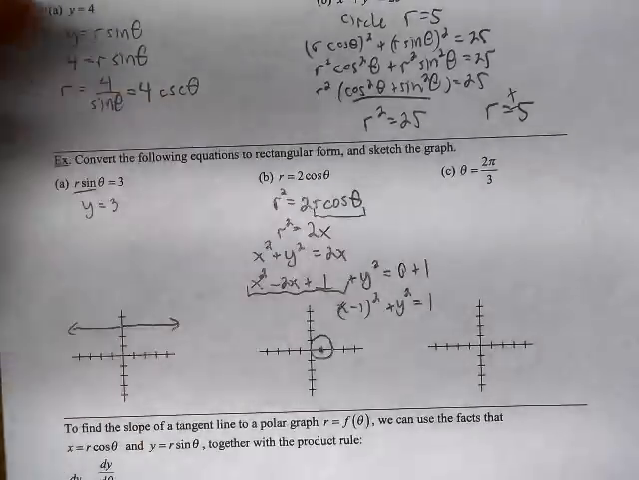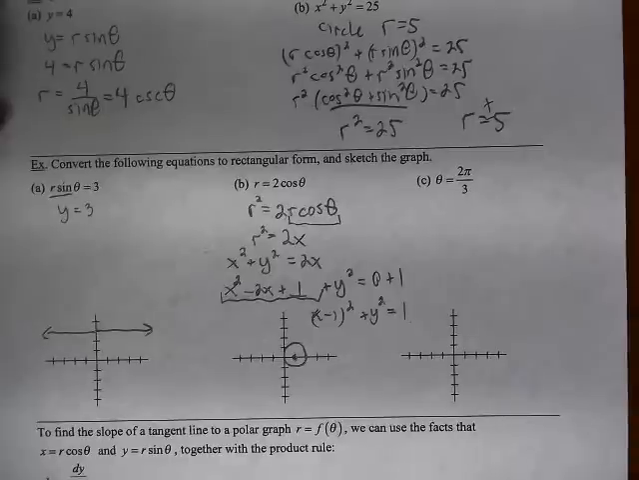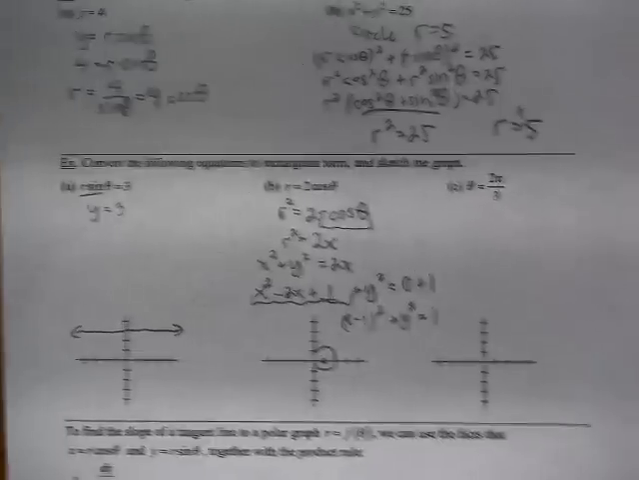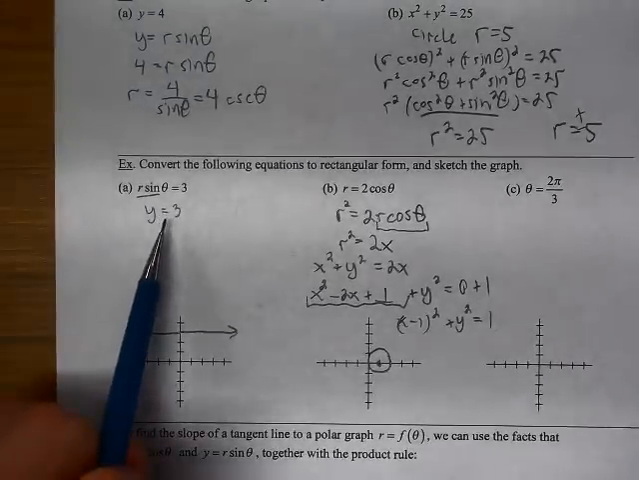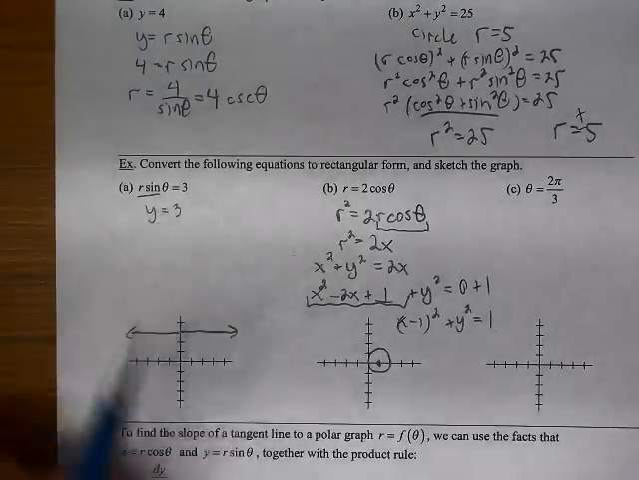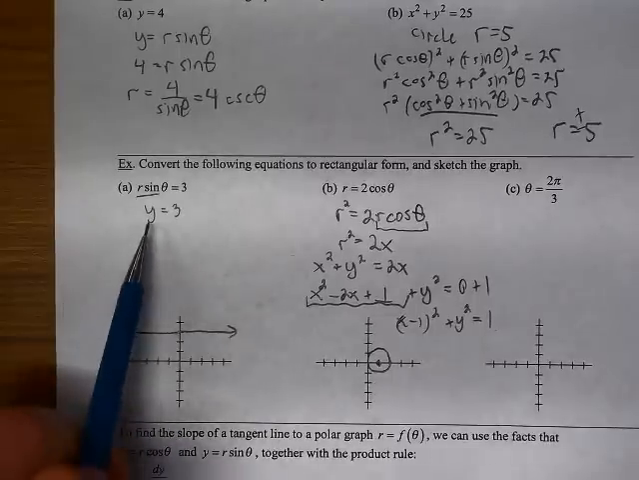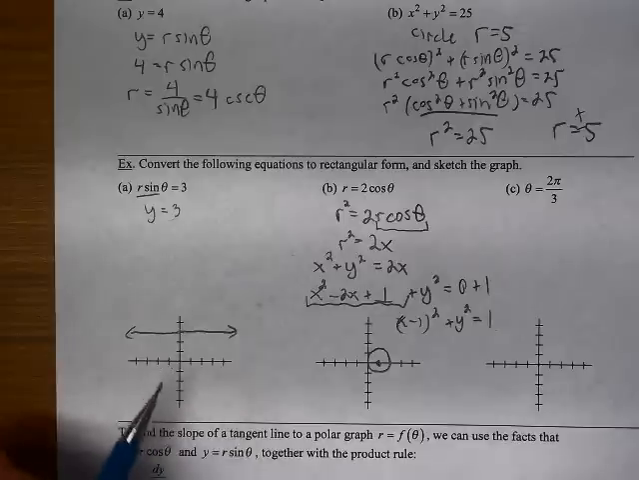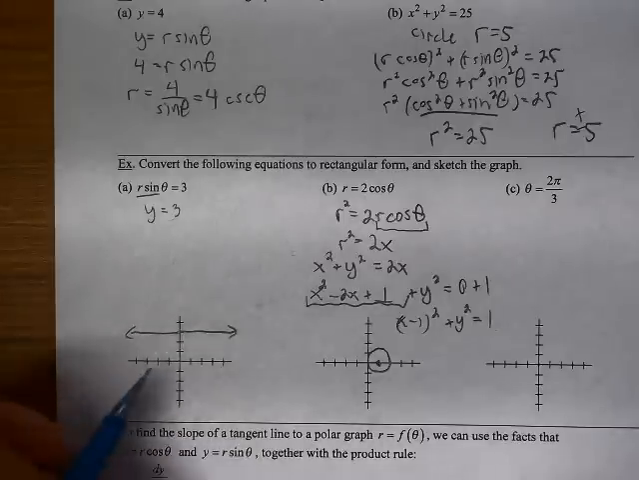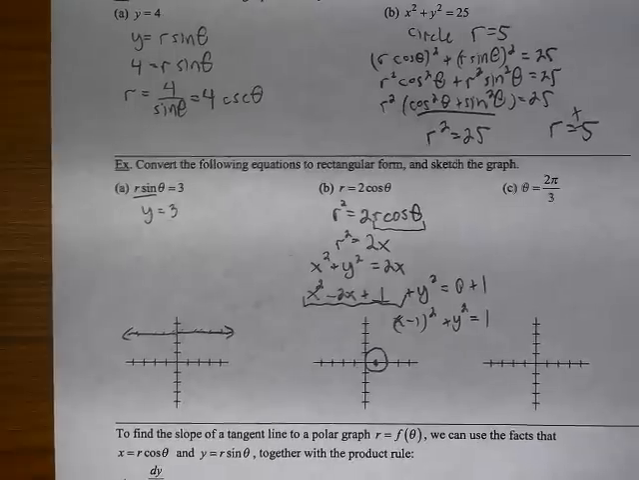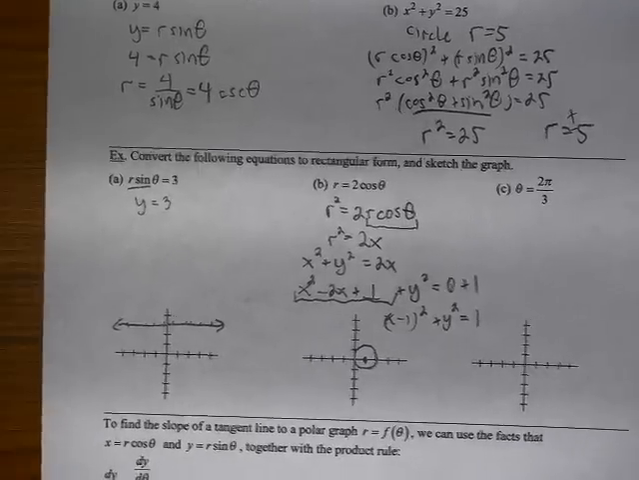This one here, part C, I have theta equals 2 pi over 3. And so all that means is, well, let's compare it to this one here in rectangular form. This was y equals 3. So what does that mean to us? It means for any point on this line, the y coordinate has to be 3, but the x value can be anything. So that's why we get this horizontal line. The y value is 3. The x value can be anything you want. You can move anywhere you want, left and right along that line.